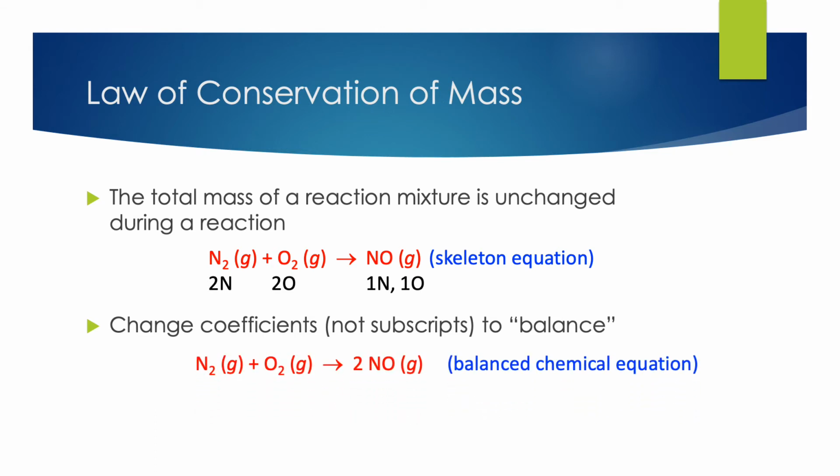So I think it's pretty obvious that to balance this one, this is a particularly easy one, I just need to put a 2 in front of the NO, and now I've got 2 of each of the nitrogen and oxygen atoms on both sides of the equation. The way you would check a balanced equation, or the way you would check a chemical equation to see if it's balanced, is you go through each of the elements and make sure that there are the same number of atoms on both sides of the equation.